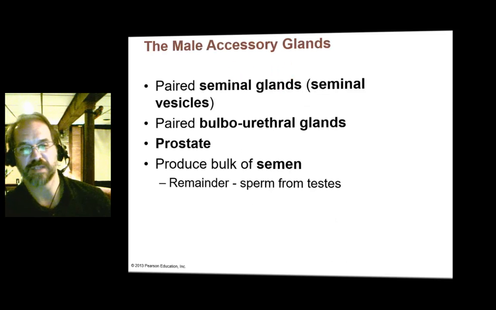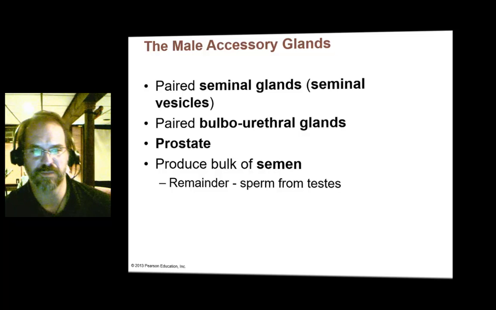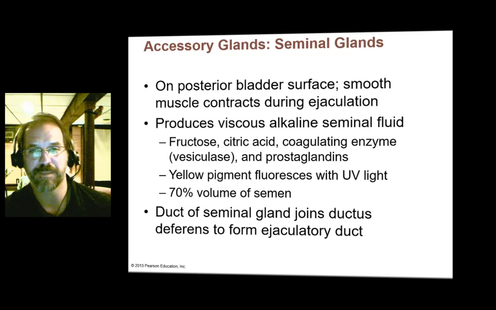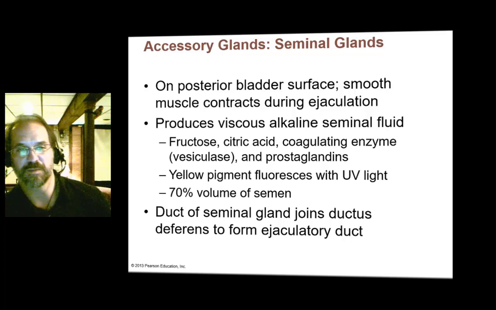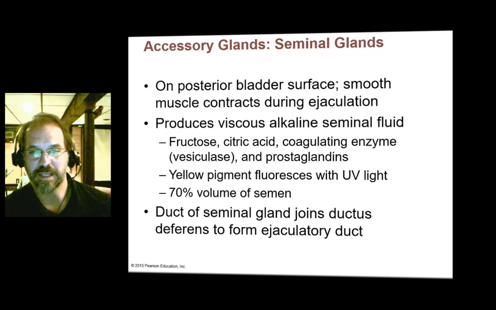All right, onto the male accessory glands. What exactly do these three glands do? I'm glad you asked. The seminal glands make the bulk of the semen. Their fluid is called seminal fluid. Here they give you a number of about 70%. I've seen numbers of 60 to 65%, but the bulk of the ejaculate volume comes from the seminal vesicles. Mainly, it contains fructose and citric acid, which are carbohydrate sources for the sperm. That's food for the sperm to nourish them on their trip through the female reproductive tract.